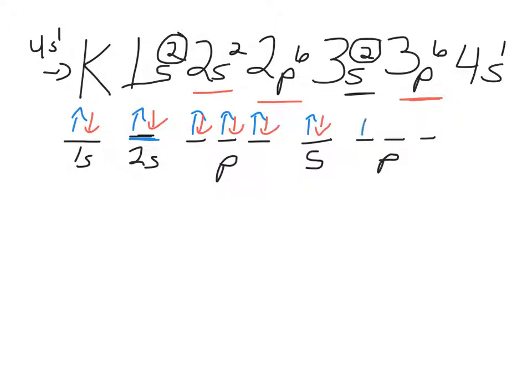Up, down, up, down, up, down. Remember, you don't do up, down. You do up, up, up, and then down, down, down. Okay? You cannot have something like this, David. You cannot have something like this. That would be incomplete. You have to have all the up arrows first, and then you can do the down arrows.